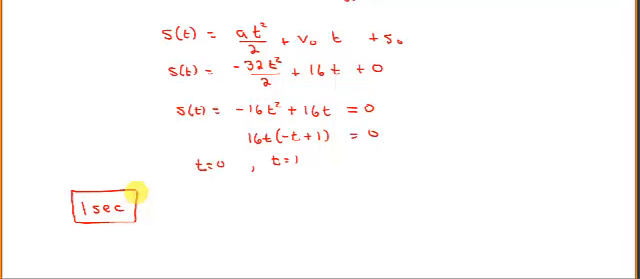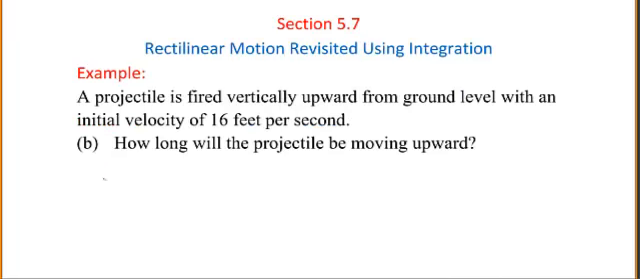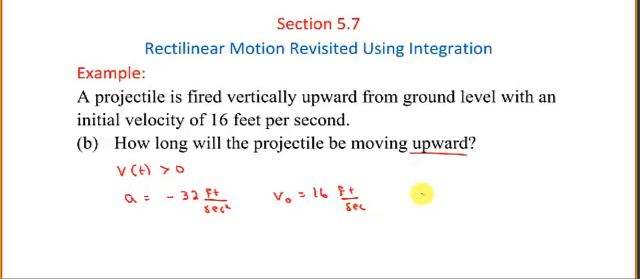How long will it take for it to hit the ground? Again, the answer is 1 second. Okay. How long will the projectile be moving upward? Well, the projectile is moving upward, remember, upward is the positive direction, as long as v of t is greater than 0. So let's find v of t. Remember that a was negative 32 feet per second squared, v naught was 16 feet per second, and S naught was 0.